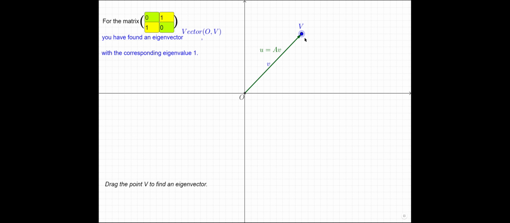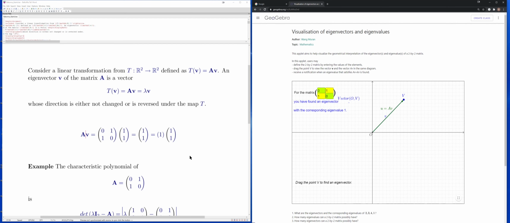What I'm seeing here is that one set of eigenvectors is going to lie along the line y equals x, or be a multiple of the vector 1, 1. We'll see in a second that 1, 1 is an eigenvector of this matrix A, which is 0, 1, 1, 0.